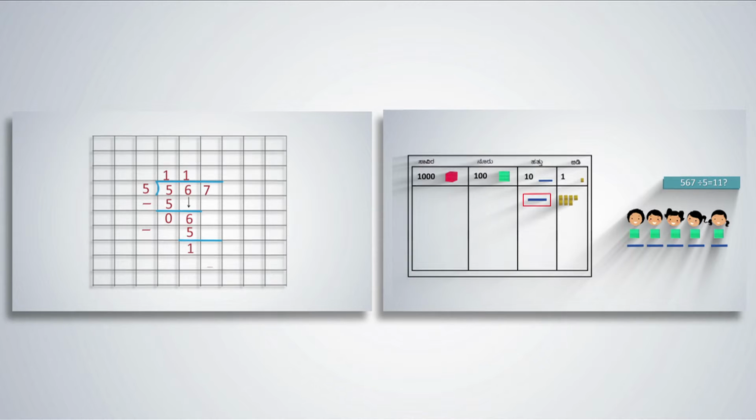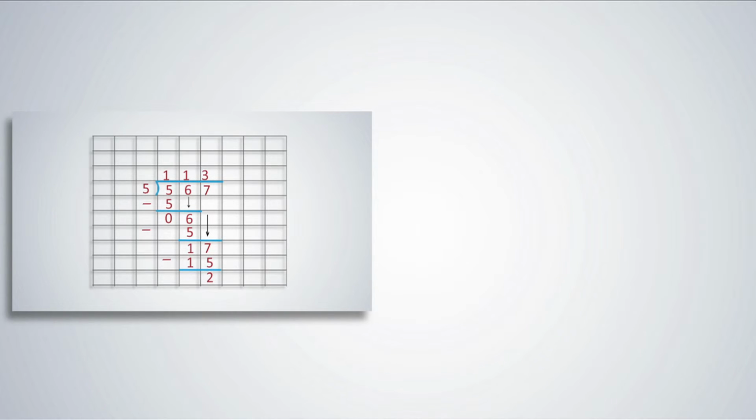1 ten remains. 1 ten is equal to 10 units. Move 1 step to the right. Bring down 7 from the units place. Now we have 10 plus 7, which is 17. Divide 17 by 5 to get a quotient of 3 and a remainder of 2, which is written at the bottom. Students should learn how to verify this answer.